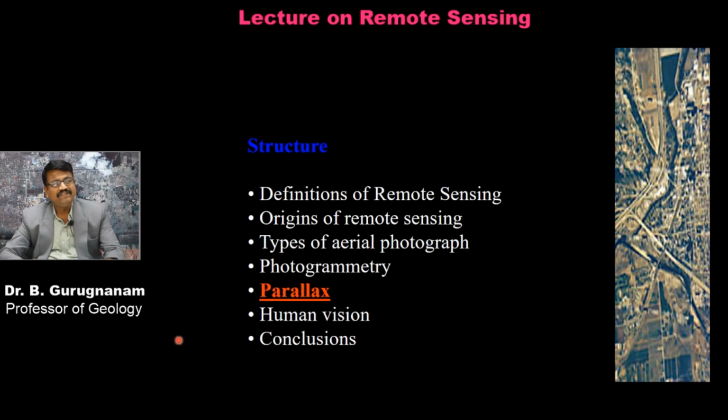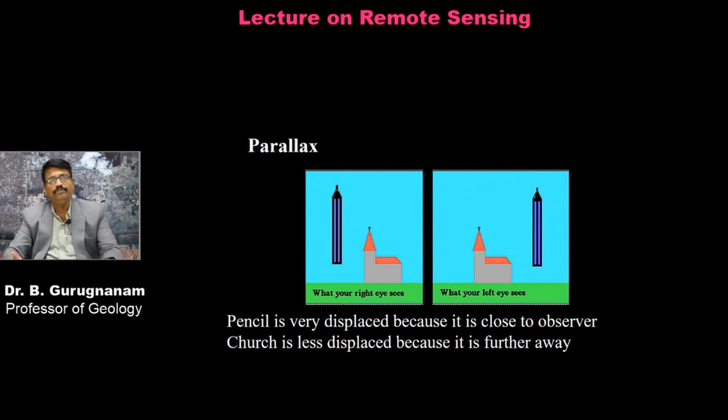Coming to understand what parallax is, it normally plays a major role. By using parallax, you will be able to understand the distance. You see, you have two objects. This is the right eye. From the right eye you are looking, from the left eye you are looking, and two objects are there. One is a pencil, and the other one is a building.